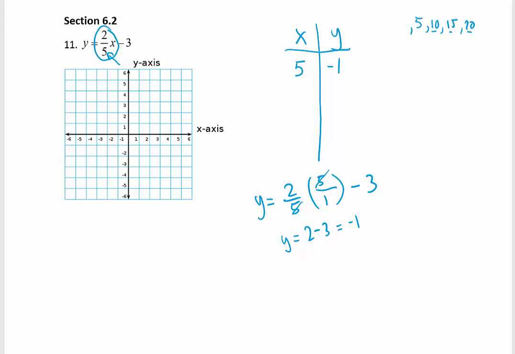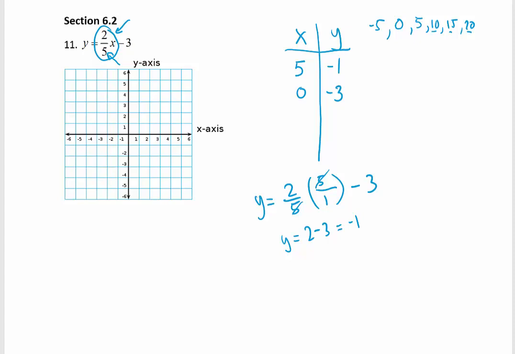If we go the other direction, we can pick 1, but 1 is not going to help us a whole lot here. That would be the next multiple. But we would pick 0 perhaps, and then we could also pick -5 going in the other direction. So that's what I'm going to do. I'm going to pick 0. Notice if I put a 0 in here for x, I'd have 0 times 2/5, which is just 0. So that would give me -3.